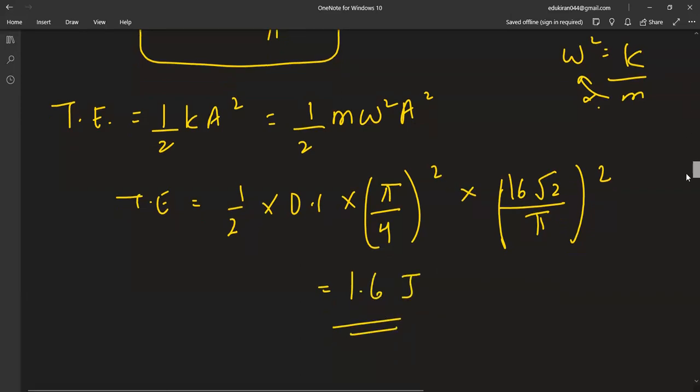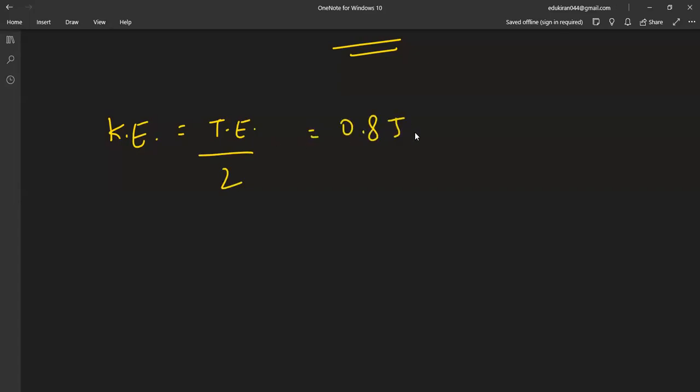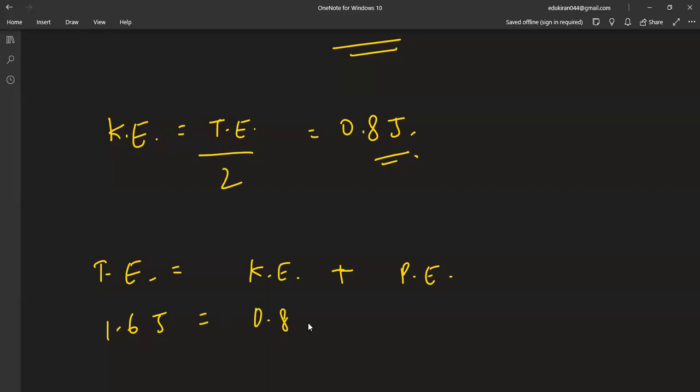While you are writing, you can cross check this. Also, apart from this, for the kinetic energy, instead of calculating the whole thing, the best way is just divide total energy by 2. That gives you the kinetic energy. So simply this will be 0.8 joules. When we are calculating the potential energy, see, total energy is actually the sum of kinetic energy plus the potential energy. You know total energy is 1.6 joules, kinetic energy is 0.8 joules. So potential energy we do not know, so again, potential energy will also be 0.8 joules.